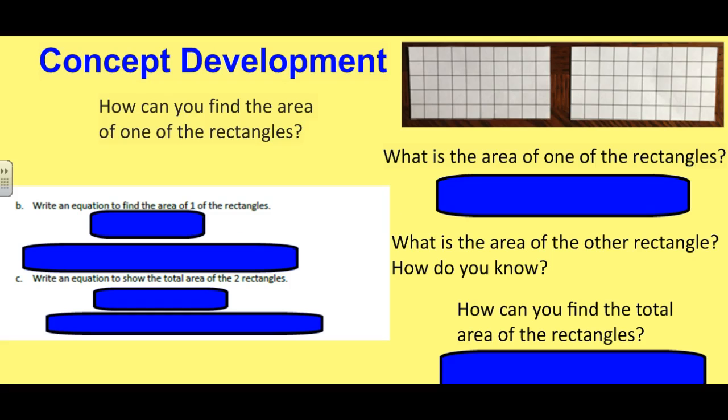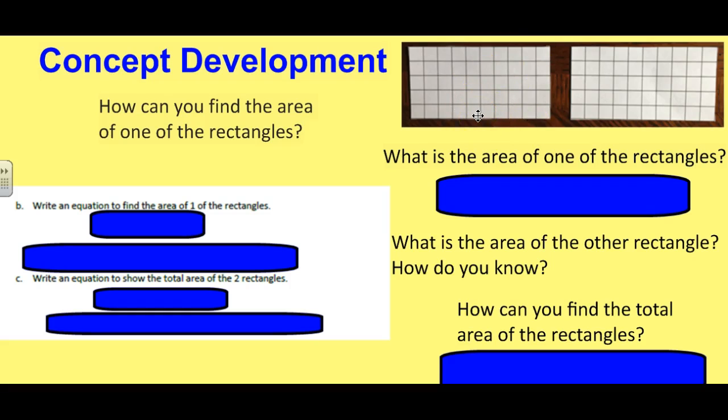Okay, now we're going to move on to parts B and C of the problem set. We're still working with the same rectangles. How can we find the area of one of the rectangles? We know that all we have to do is label the side lengths to help us find the area. We know that this side length is 5 and this side length is 10. So on your board, write down what is the area of one of these rectangles.